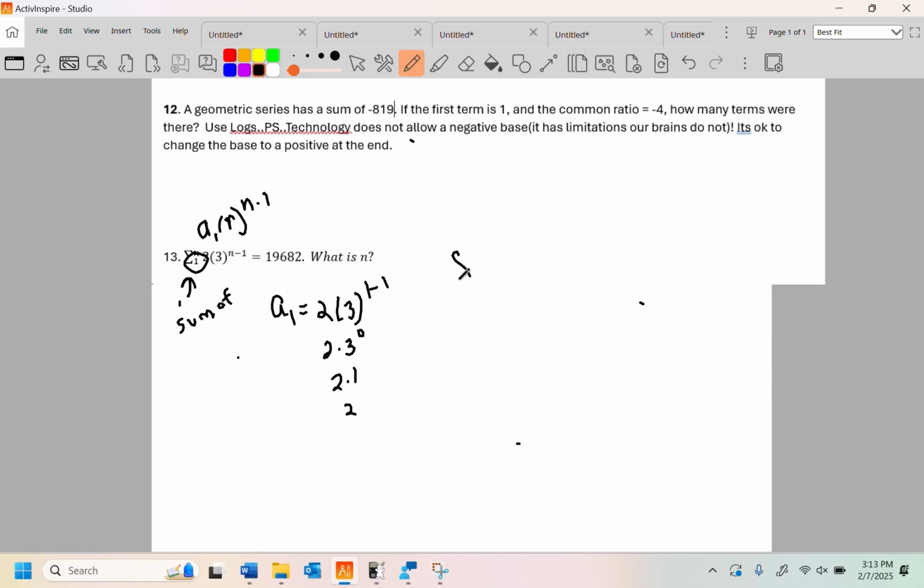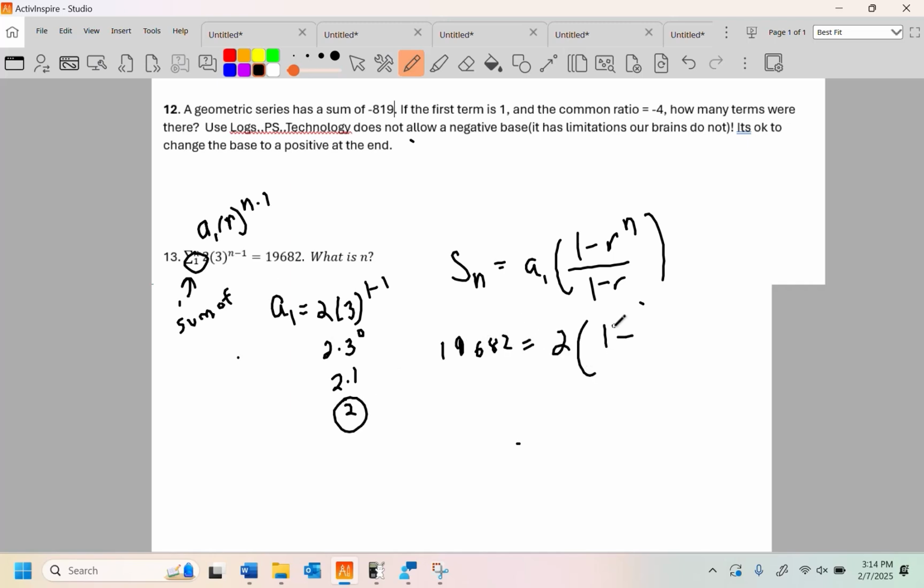So the sum of n things must be the first term times 1 minus r to the n over 1 minus r. And I know the sum is 19,682. And it must equal the first term of 2 times 1 minus the ratio. The ratio is always the guy inside, 3 to the n. I'm going to wrap it even though I don't have to. It's the negatives you have to worry about. And that's sitting over 1 minus 3.